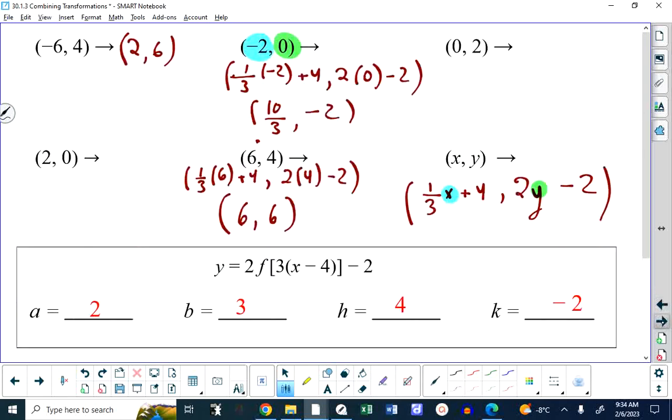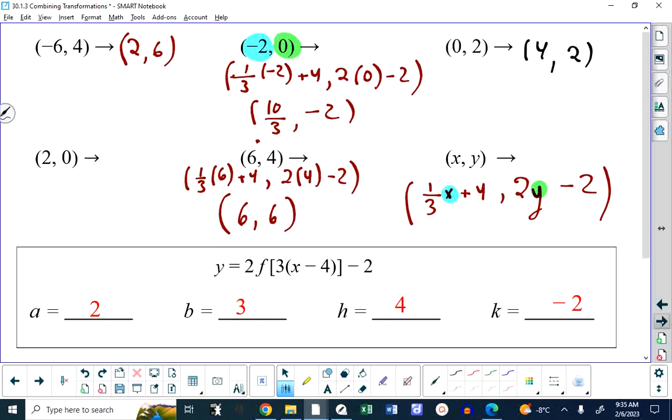The purpose of this part of the question, I guess we can write it down. I just won't show my work. 0 times 1/3 is 0 plus 4 gives me 4. 2 times the y-coordinate of 2 is 4. 4 minus 2 is 2. I just want to double check that. Put a 0 here, I get 4. Put a 2 there, I get 4.